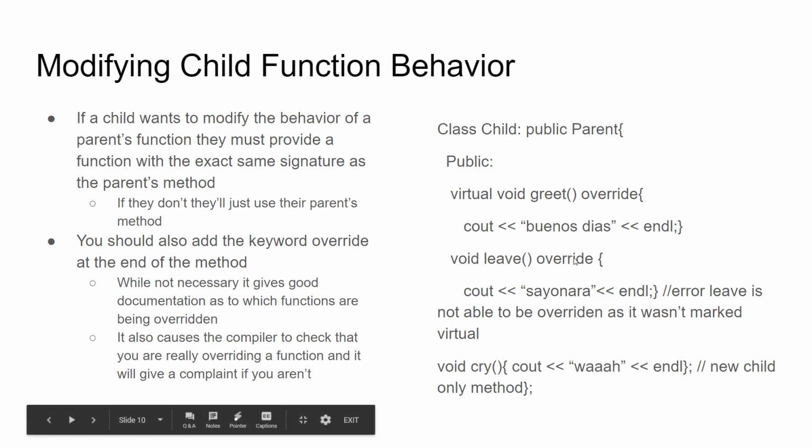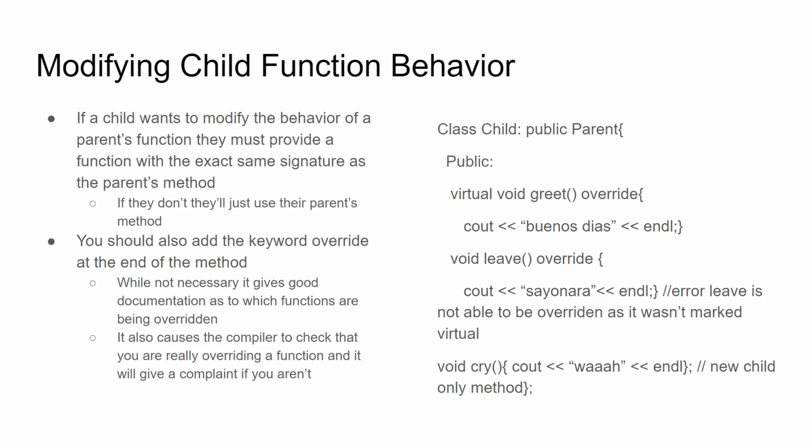So if I left off this override, I would now have a leave method in the parent and a leave method in the child. But these are two separate leave functions that have no relationship to each other. They just happen to both be named the same thing. This is 100% syntactically legal. Which one gets called, though, is going to be dependent on what you have.